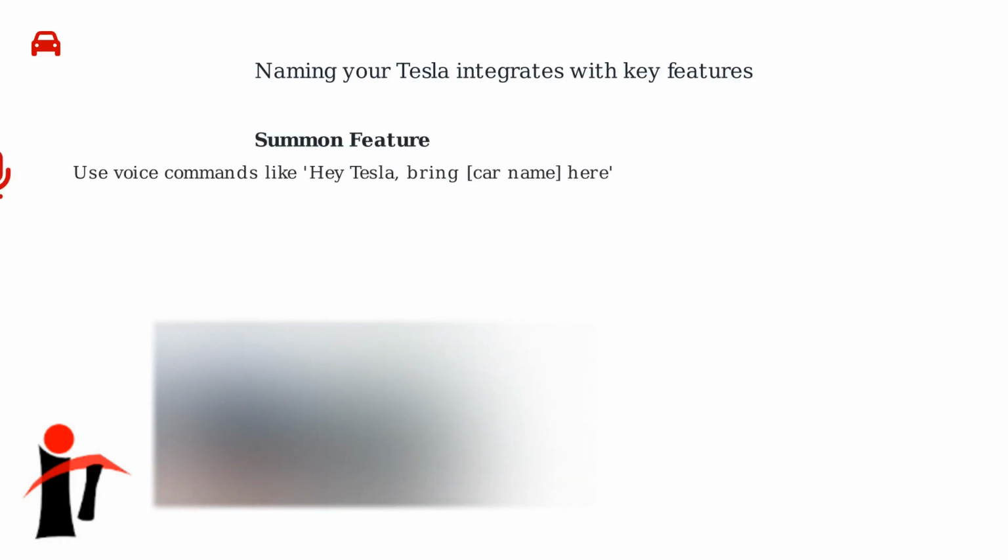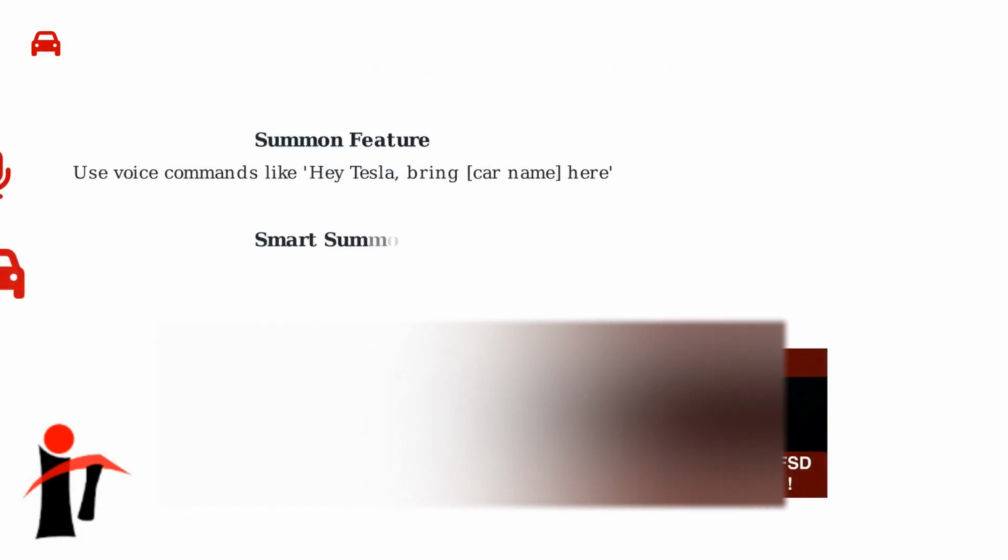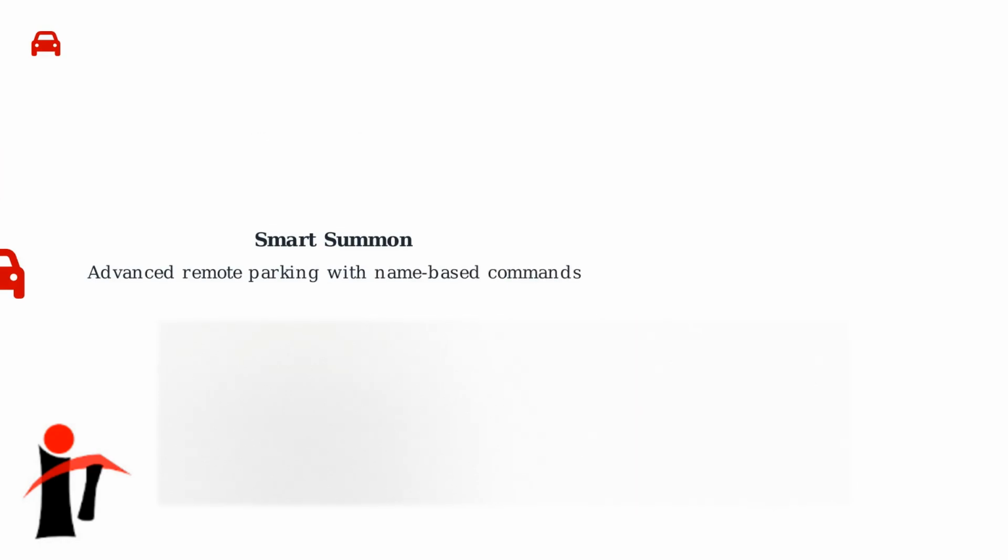Naming your Tesla isn't just for show. It integrates with several key features. For example, you can use voice commands with Summon and Smart Summon by referencing your car's name. This makes it easier to manage your vehicle remotely and enhances the overall user experience. Voice commands work through the car's built-in Alexa or Tesla's own voice assistant.